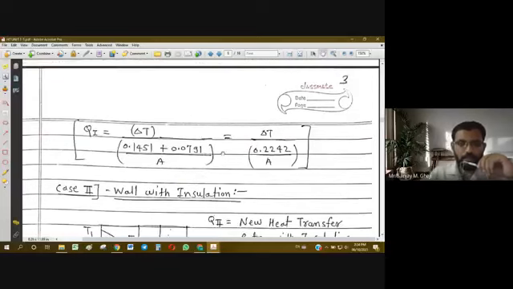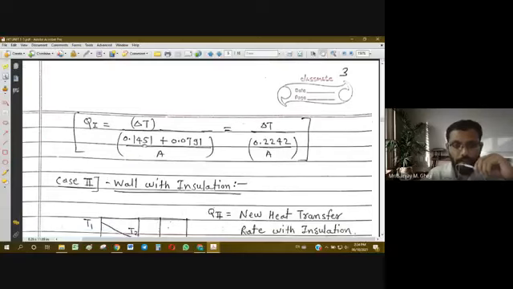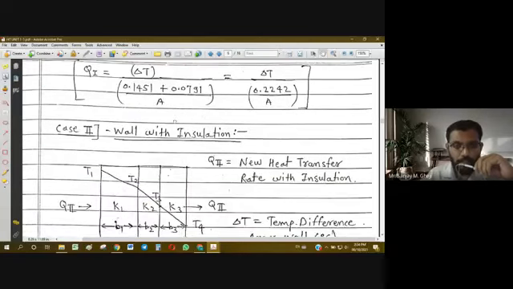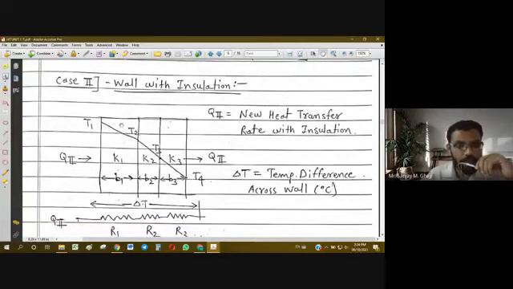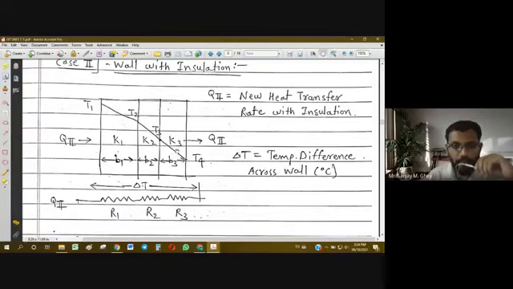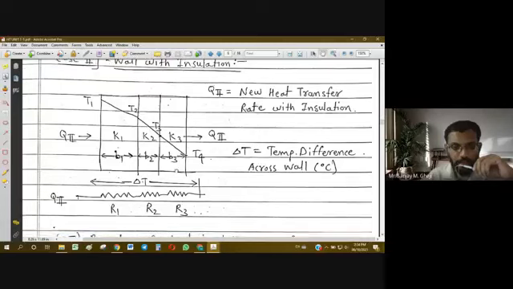So this is the combined resistance or equivalent thermal resistance of R1 and R2 without any insulation. So this is the heat transfer rate for wall without insulation. Now let us look at the wall with insulation. This is the original wall K1 and K2 together. Now third layer is applied. Third layer is of insulation material that is having conductivity K3 and thickness B3.